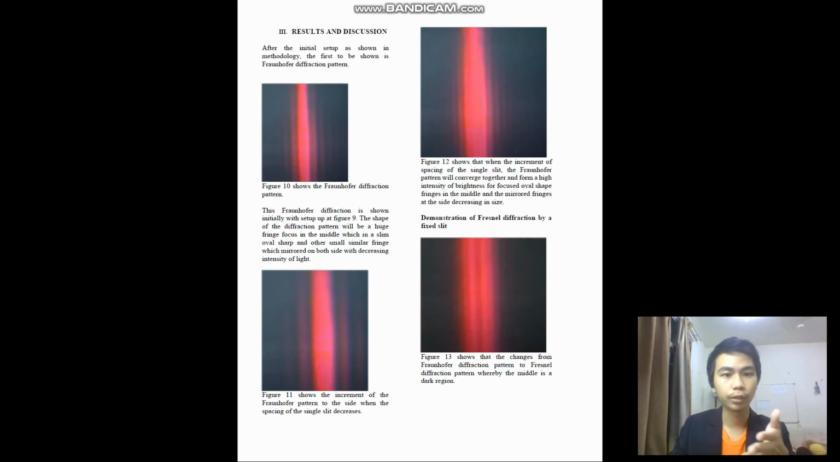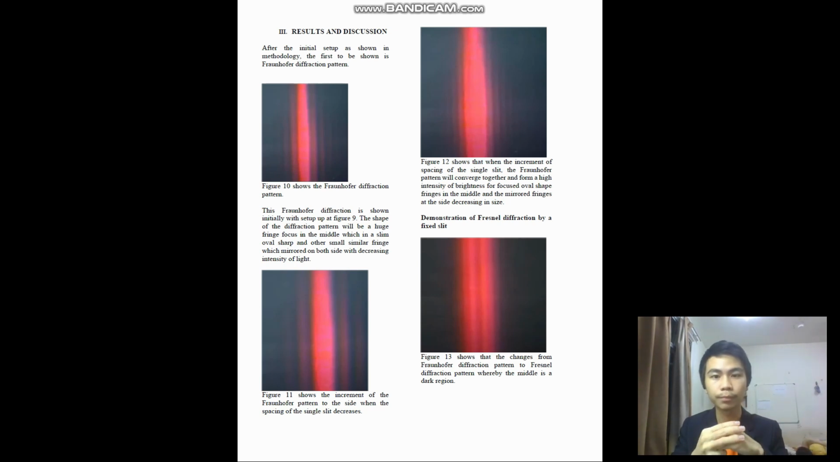Figure 10 shows the Fraunhofer diffraction pattern, with a huge fringe focused in the middle, a slim oval shape, and other small similar fringes mirrored on both sides with decreasing light intensity. Figure 11 shows the Fraunhofer pattern spreading toward the sides when the spacing of the single slit decreases. Figure 12 shows that when the spacing increases, the Fraunhofer pattern converges together and forms a high-intensity bright oval fringe in the middle, with some mirrored fringes at the sides in decreasing size.